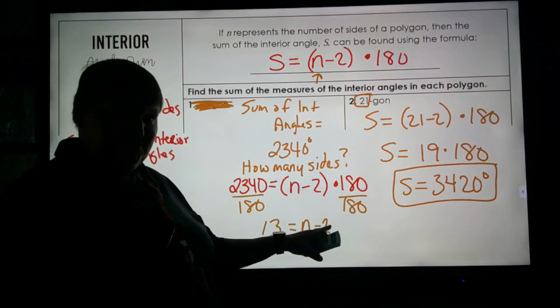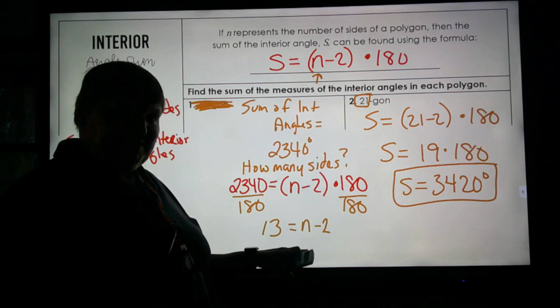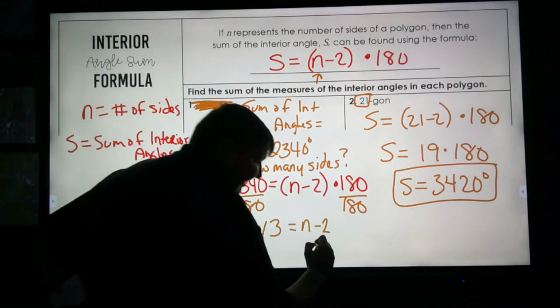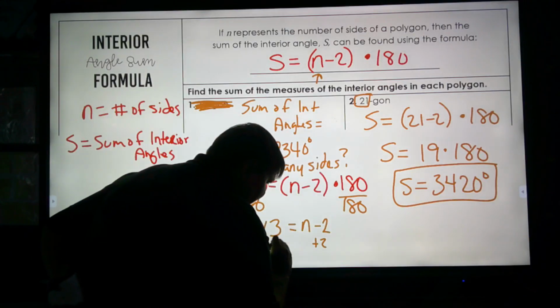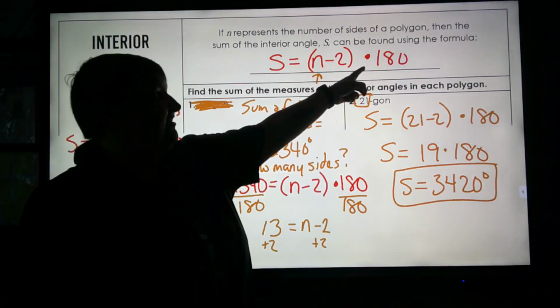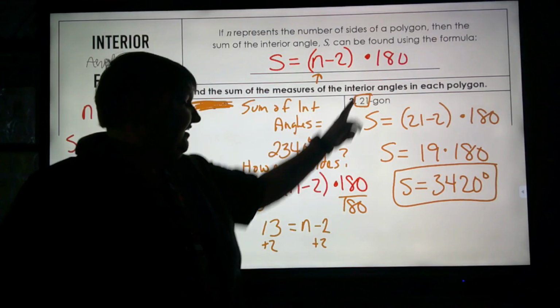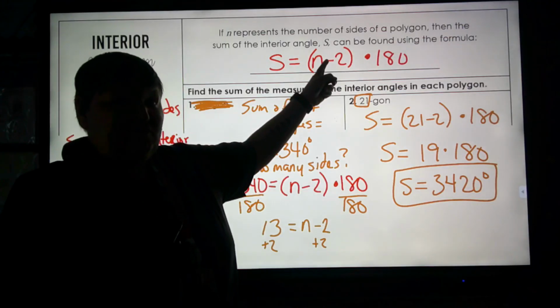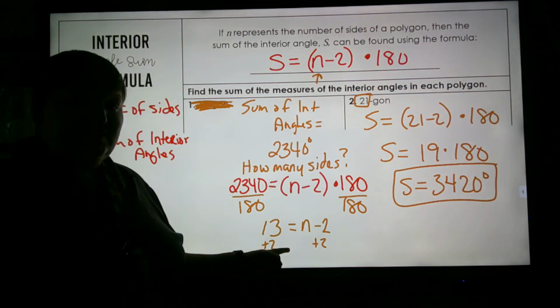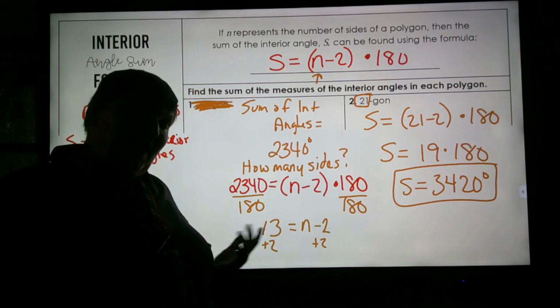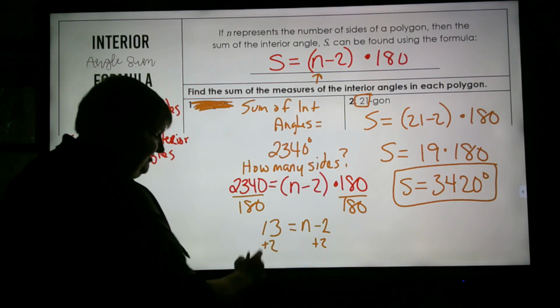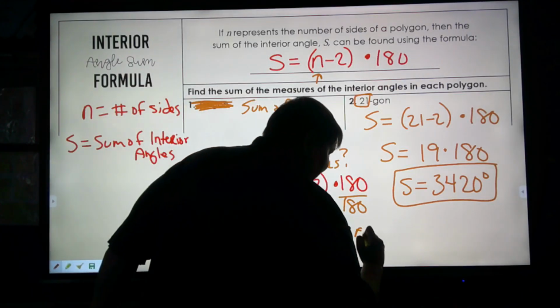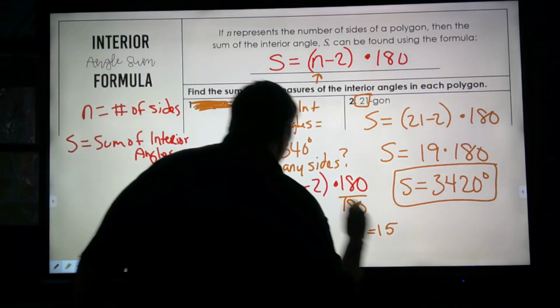This is a minus 2. The opposite would be to add 2 to both sides if I wanted to cancel it. Add 2 to both sides. I'm literally going backwards. The last thing I did was multiply by 180. The first thing I did was divide by 180. The next thing I did was subtract 2. The next thing I'm going to do is add 2. I'm going backwards, which means I'm doing the opposite. So 13 plus 2, number of sides equals 15.